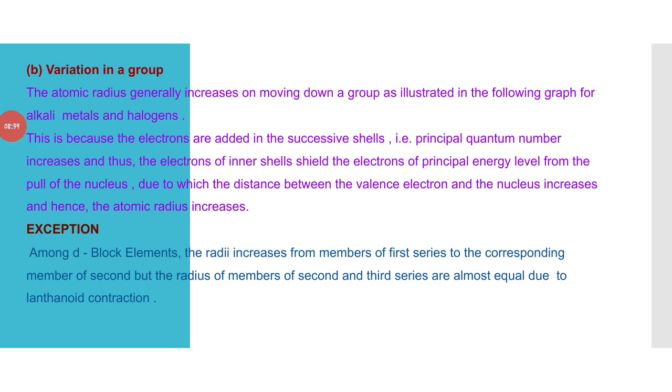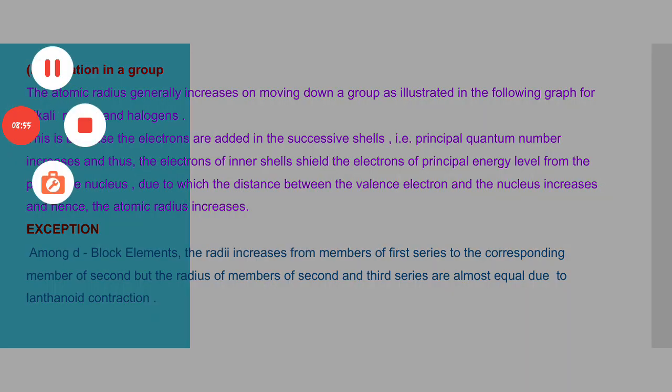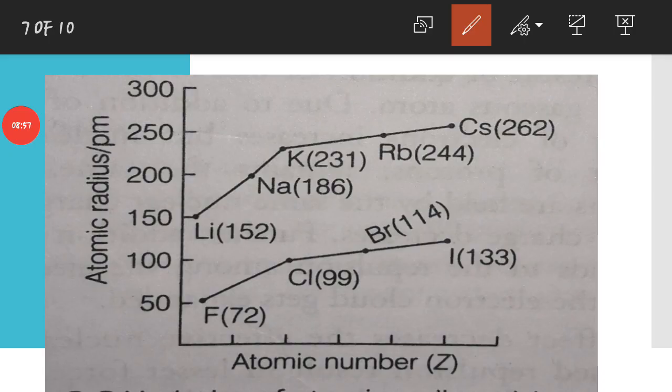Variation in a group. The atomic radius generally increases on moving down a group, as illustrated in the following graph for alkali metals and halogens. Here is the variation of atomic radius with atomic number for alkali metals and halogens.